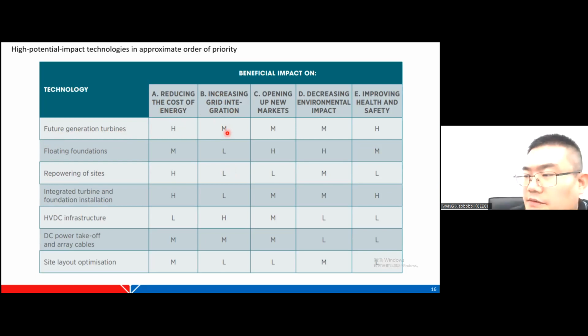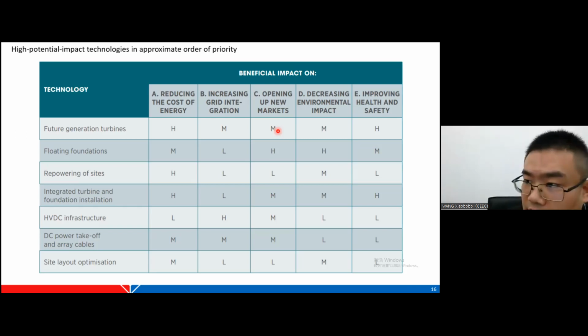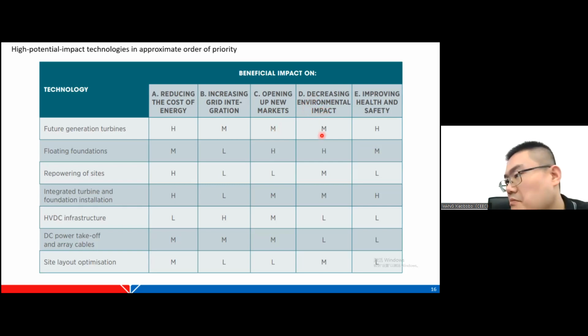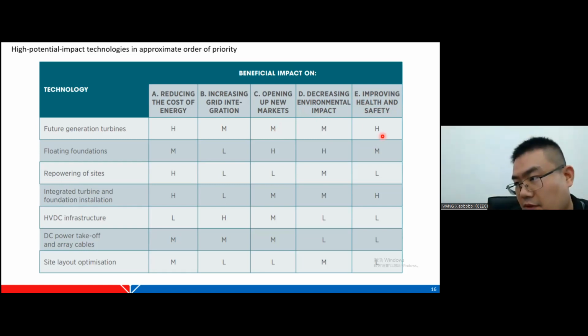The bigger turbine can generate more power, but it cannot resolve the problem of integration. Opening new markets, moderate, no new market. Always the same players, like Vestas and Siemens. Decarbonizing environment impact, moderate. We cannot see a bigger turbine contributing to the environment. Improving health and safety, that's for sure. Why? In this case, for the same power output, we use fewer turbines. So we install fewer turbines, and we reduce the risk to health and safety.